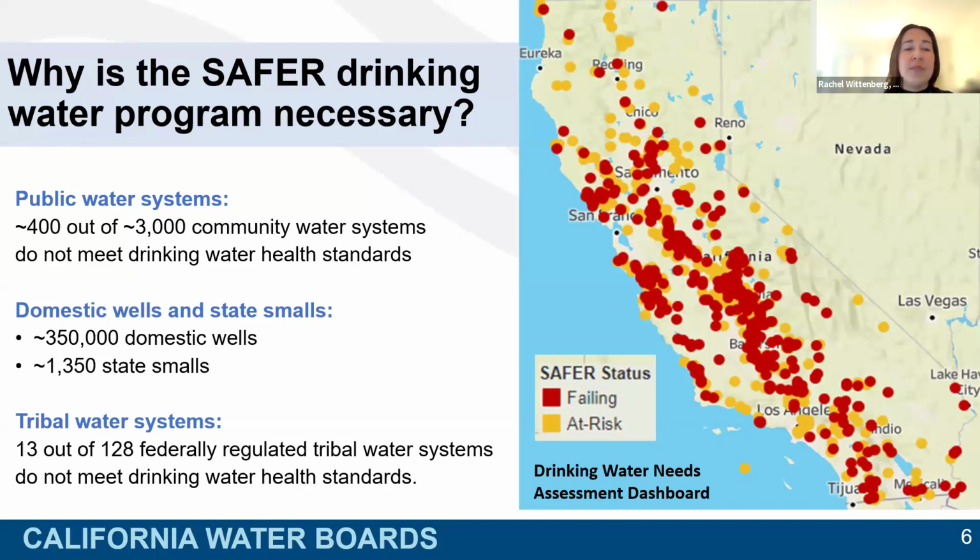Through SAFER, public water systems and domestic wells in California that are failing or that are at risk of failing to provide safe drinking water are proactively identified, allowing us to provide assistance where most needed to ensure communities get access to safe and affordable drinking water as quickly as possible.